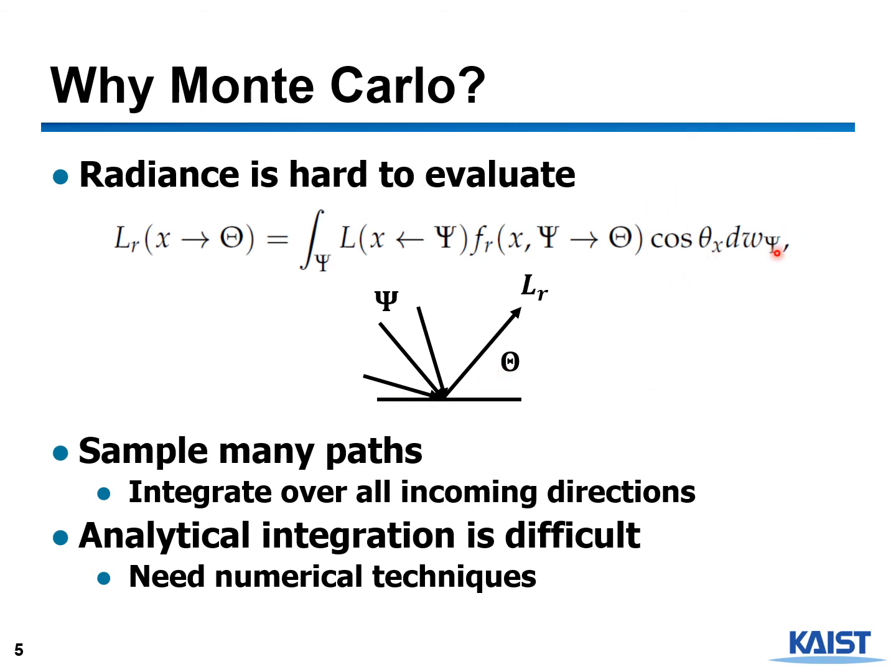Again, there are so many paths. So we need to integrate all the incoming directions over the hemisphere. Analytically solving this rendering equation is almost impossible. Obviously, in some very simple cases, there could be a simple analytical solution. But in the general case, we don't have any analytical solution. As a result, we need to rely upon some sort of approximation through numerical techniques.